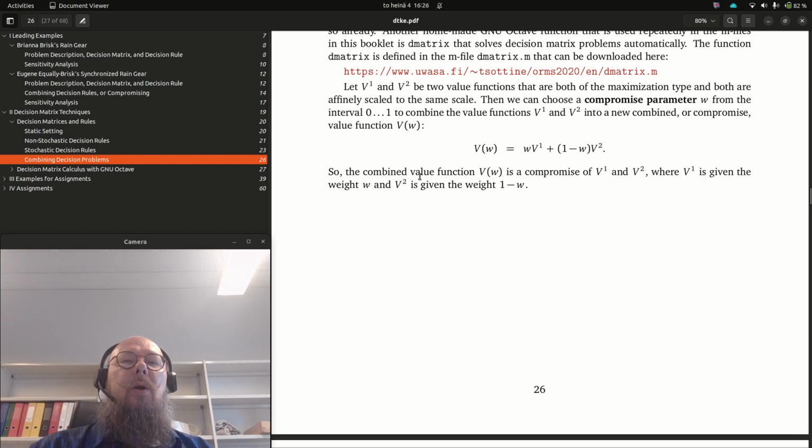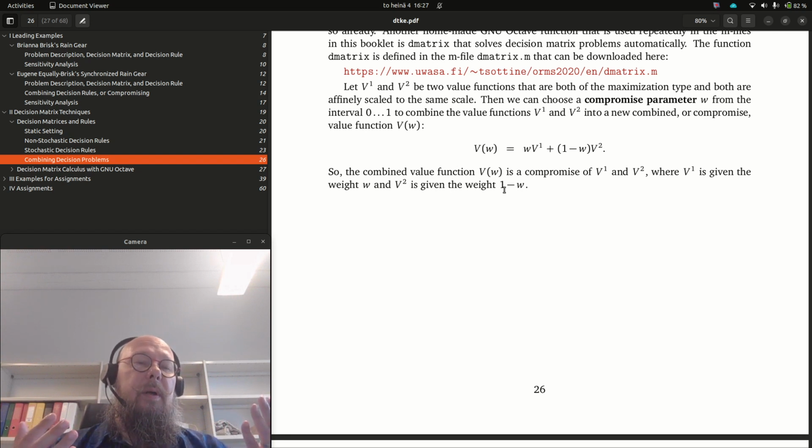So the combined value function v of w is a compromise of v1 and v2, where v1 is given the weight w and v2 is given the weight 1 minus w. Now the question is, what is w? In principle, it can be anything. Of course, it depends on how you want to combine. If you have two equal parties, then w equal to 1/2 is the obvious choice. And sometimes you want to give unequal weight, so 60% to one and 40% to the other. This can be done, and then w is 60% and so on.